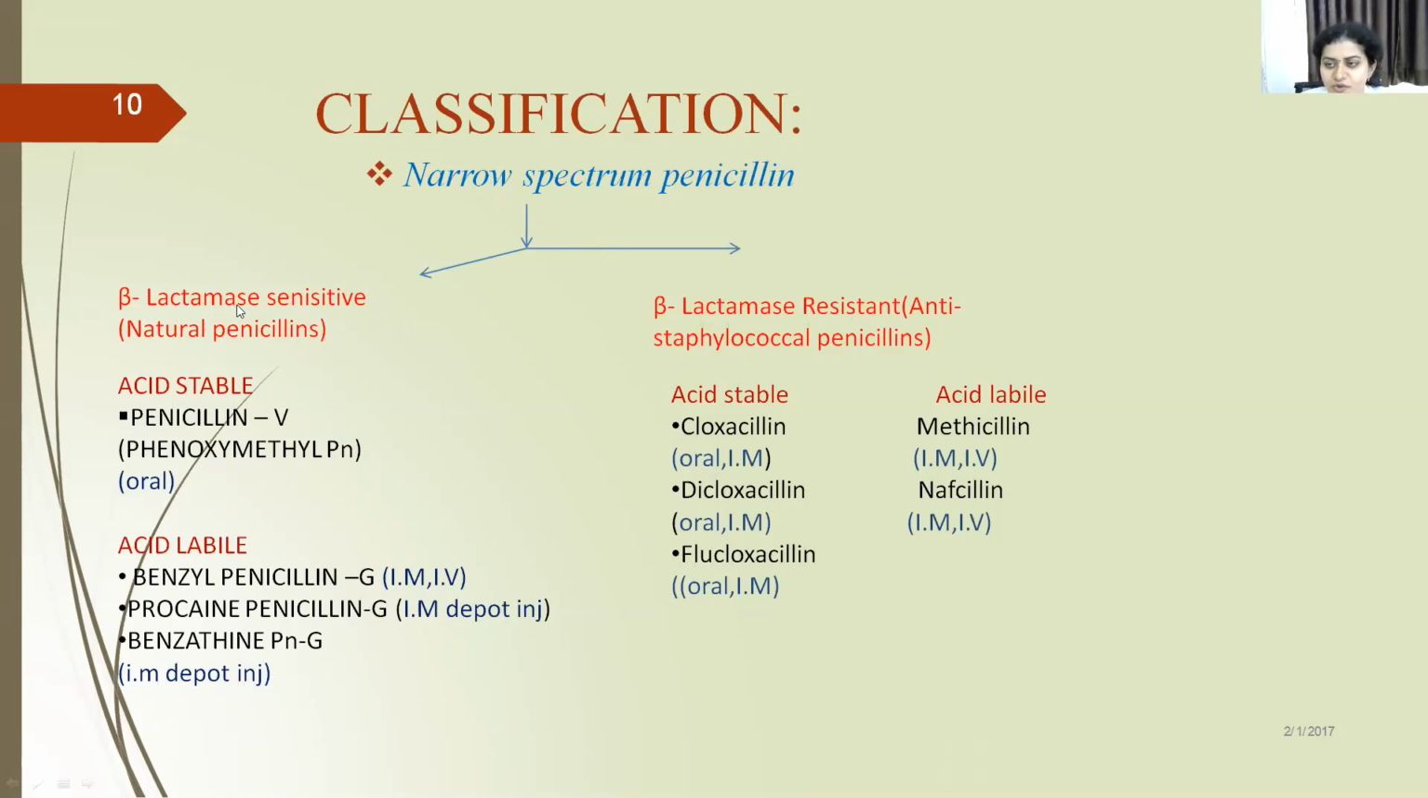Beta-lactamase, as I already told in my first slide, is an enzyme which is produced by the infecting bacteria, and they cause degradation of the beta-lactam ring, which is present in the penicillin structure. Okay, so the narrow spectrum can be divided into natural penicillins, which are nothing but beta-lactamase sensitive. So they are sensitive to this beta-lactamase enzyme, which is produced by the invading bacteria.